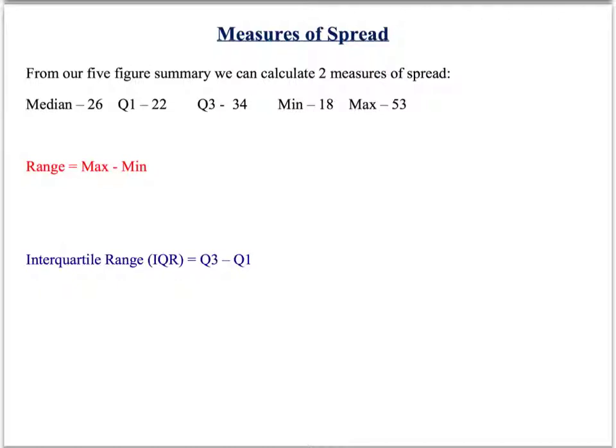So we're going to use our 5-figure summary to calculate two measures of spread. The first you're probably familiar with, which is the range, and that's just the difference between the minimum and maximum value. So if the maximum is 53 and the minimum is 18, then our range is 53 minus 18, which is 31. Okay, and the bigger the range we have, the more spread out our data is. Okay, the smaller the range, the more the data is close to what the median is.